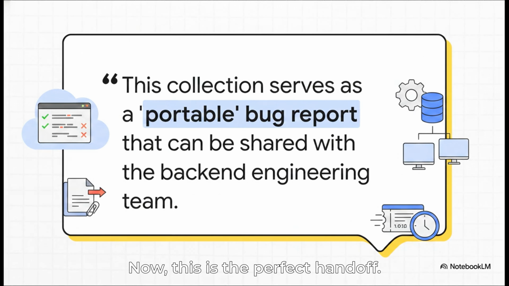That's the smoking gun. Step 4 was failing because it never got the ID it needed from step 3. Now, this is the perfect handoff. The engineer can export these results and attach them right to the developer ticket. It's a portable bug report.